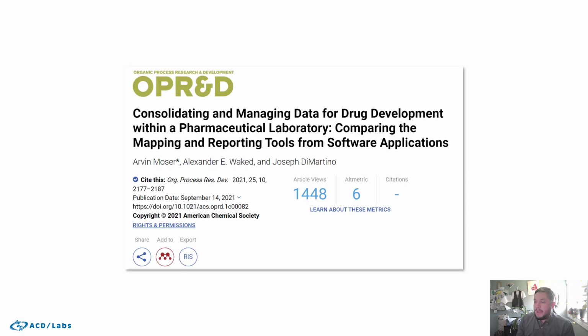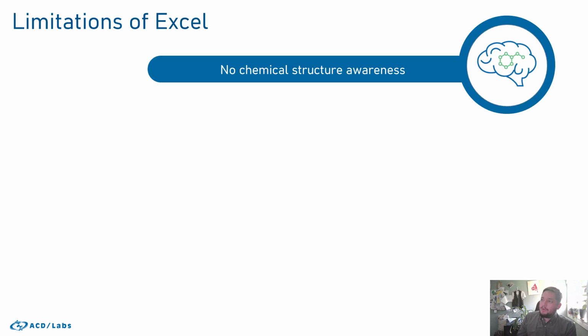So the paper that I'm sort of presenting on the results of here was one that was written by some colleagues of mine a couple of years back, consolidating and managing data for drug development within a pharmaceutical laboratory, and is really trying to get at why Excel does not meet the needs of pharmaceutical scientists. And there's a few reasons that they point out, but there's a few here that I'll list specifically.